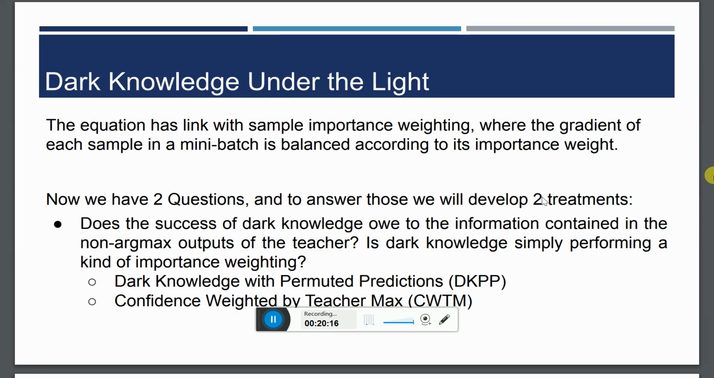To answer these questions, we develop two treatments. One is confidence weighted by teacher max, that is CWTM. Basically, in this, we don't consider the effect of dark knowledge. We weight each example in the student's loss function by the confidence of the teacher's model on that example. And the second is dark knowledge with permuted predictions. Here we basically permute the non-argmax output of the teacher's predicted distribution.